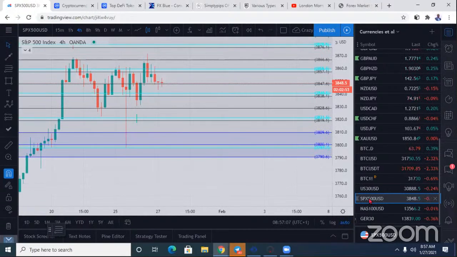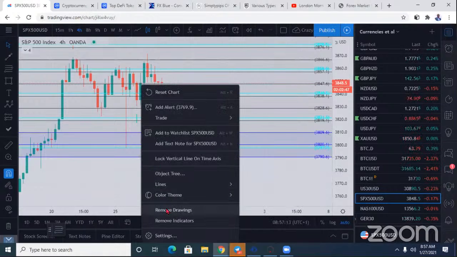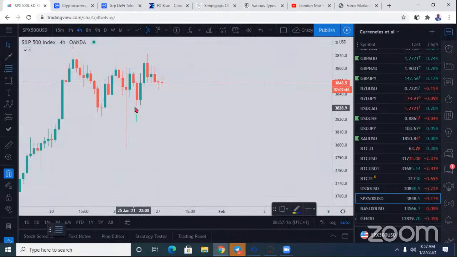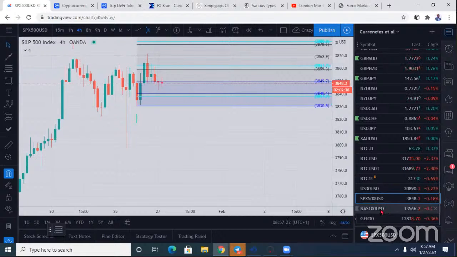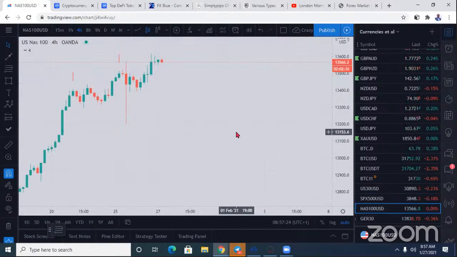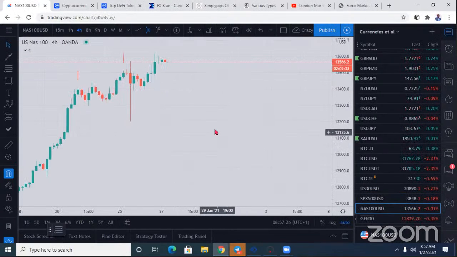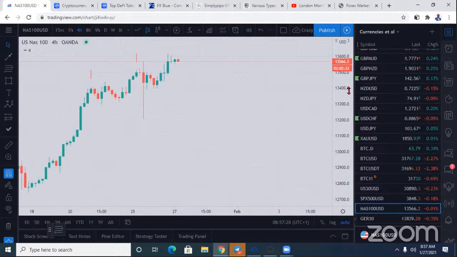SPX 500. Bullish, the same thing. We're presently at preferred entry too on SPX 500. Somewhere around preferred entry for a buy. NAS 100. We should be buying NAS 100 too.